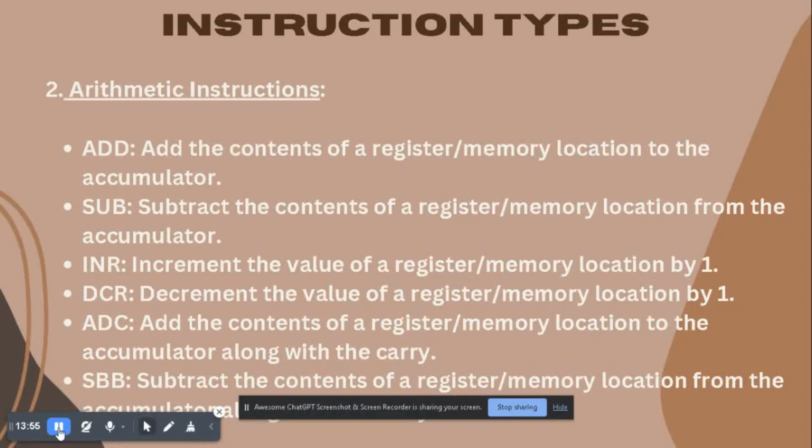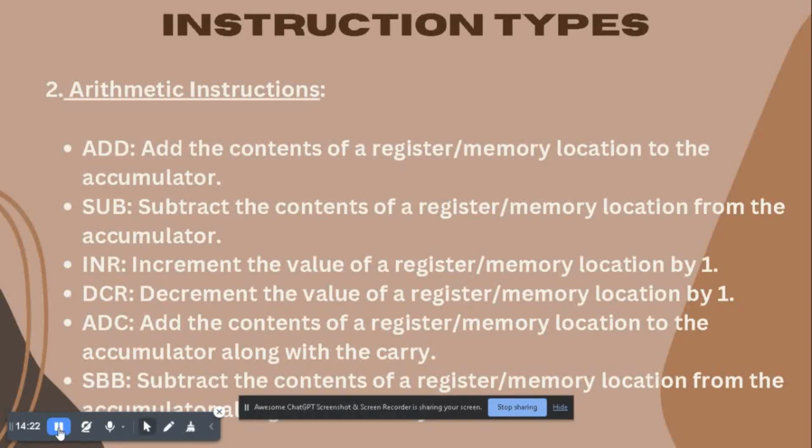Now we have SBB. SBB is a command which is used to subtract the content of a register or a memory location from the accumulator along with the borrow. When we do subtraction between two numbers, there may be a need for a borrow to do the subtraction. So then we use the SBB command.